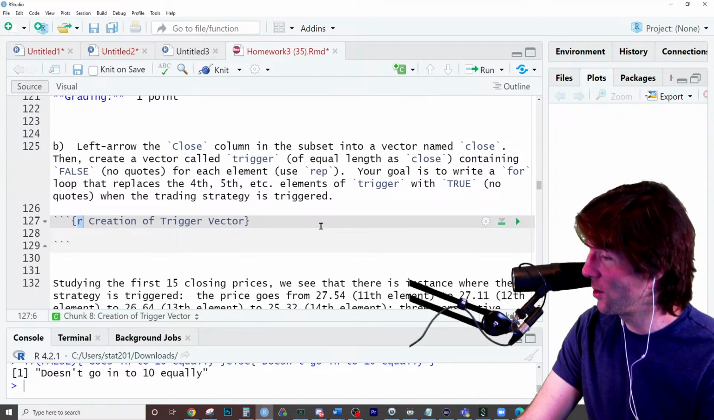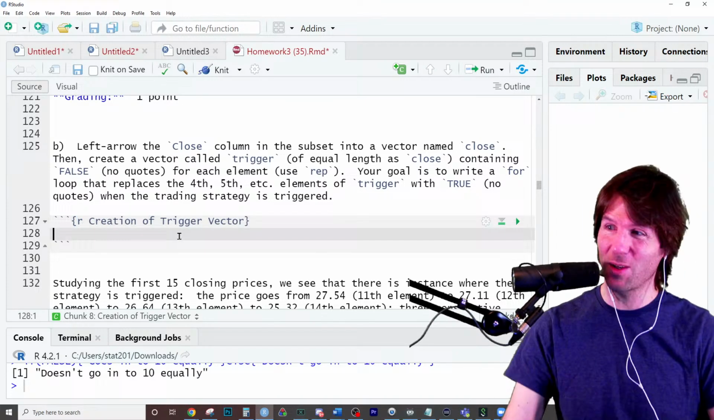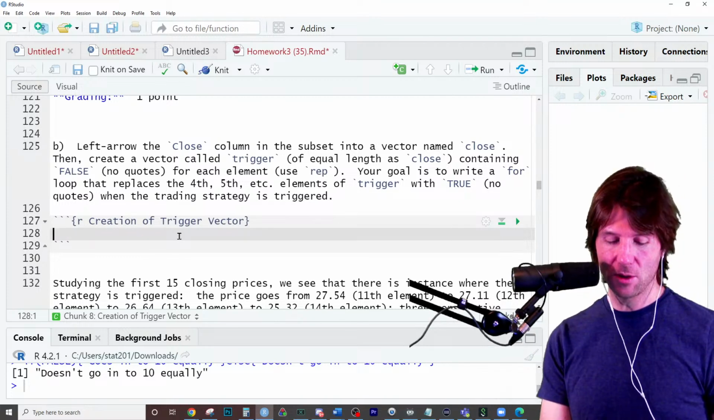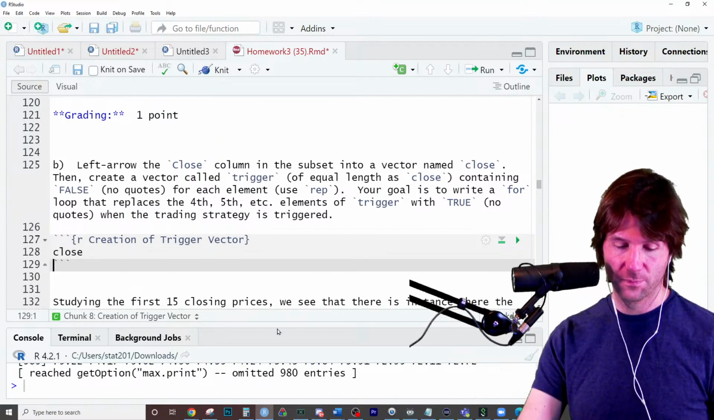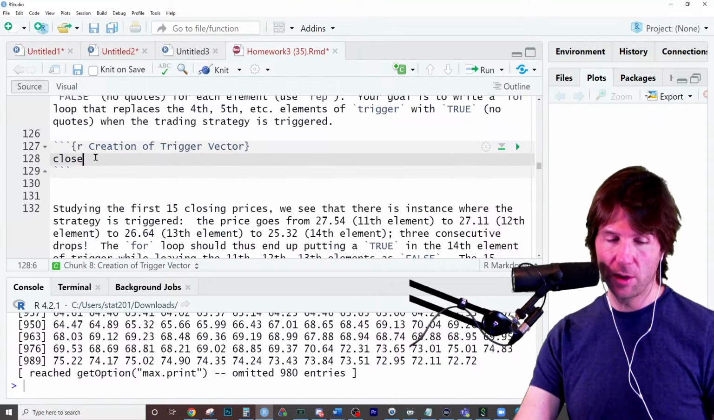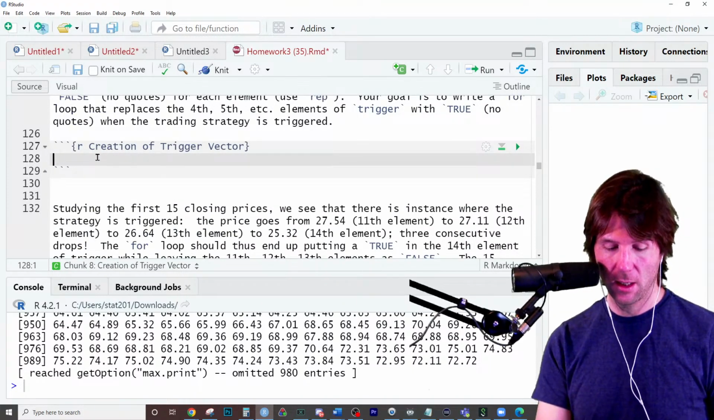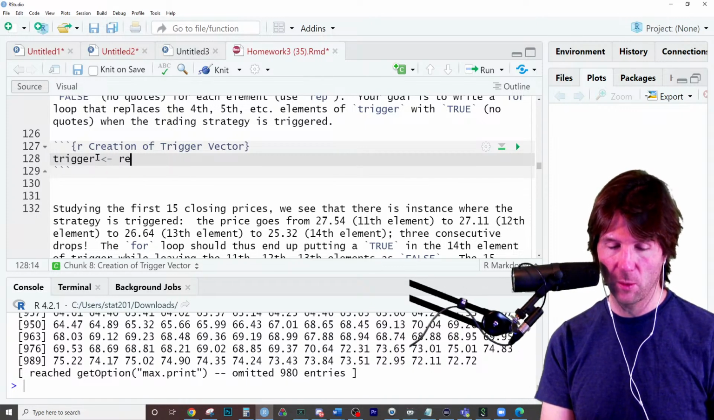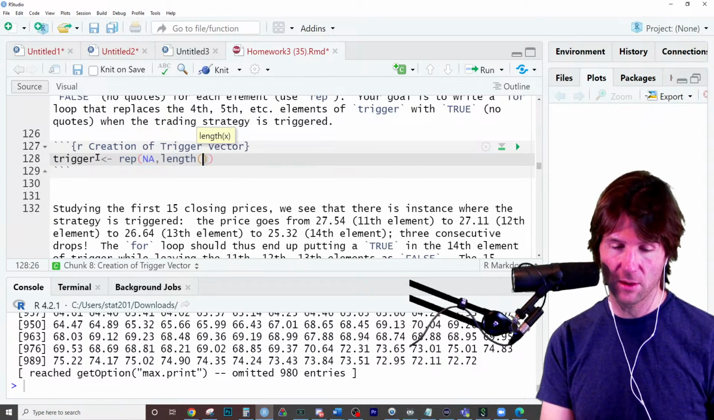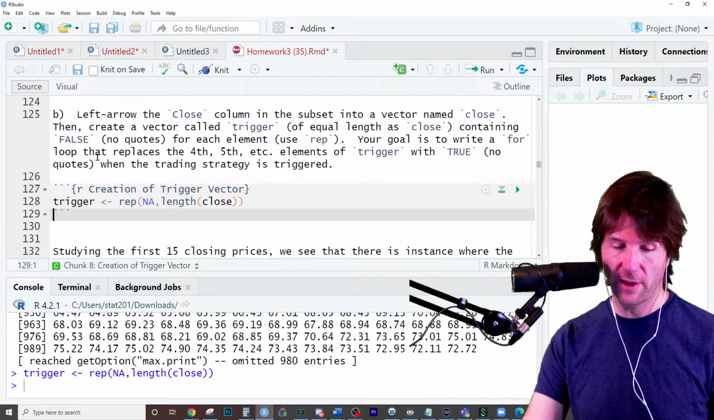I've got to work without using rep to do a vector. Yeah, awesome. That's exactly what I'm going to do right here. Because what we can do is, if we have our closed vector, which I still have, we could say trigger is the creation of a rep function where we rep missingness, and we are going to do it for the length of the closed vector. So length of the closed vector.